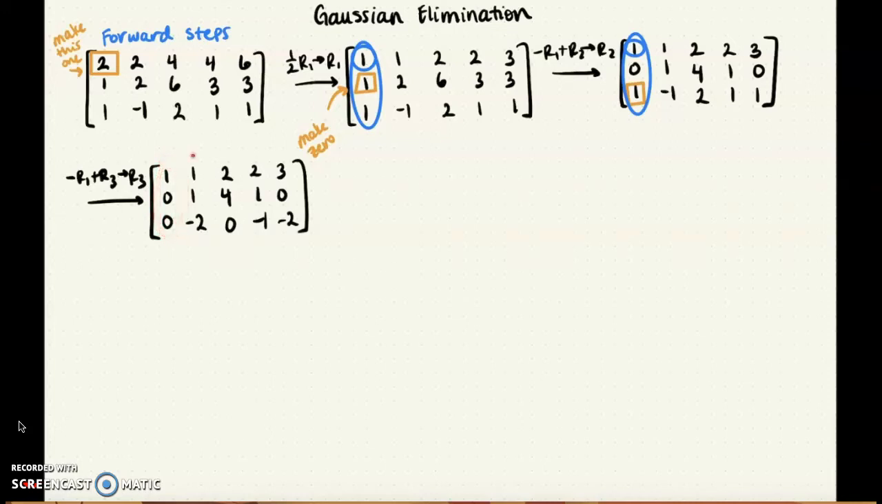Now we're going to move on to the second column. The leading one that we want to get is here, and it's already a 1, so we don't have to do anything at that point. So our next step would have been to turn this into a 1, but because it's already a 1, we're good to go there. So now our next step is going to be to look at the number below that. So we want to turn this into a 0.